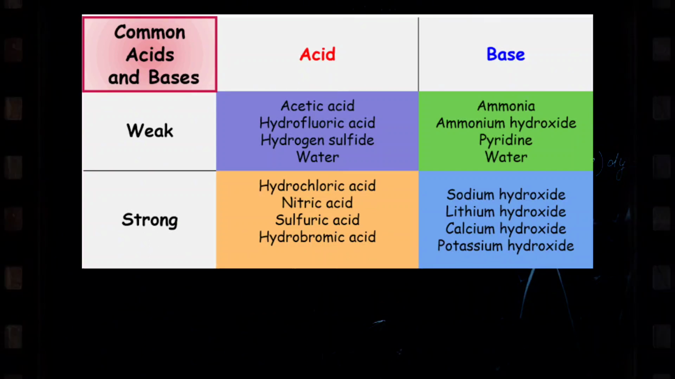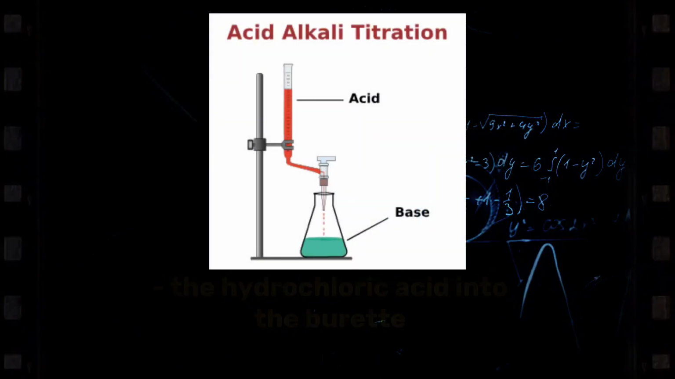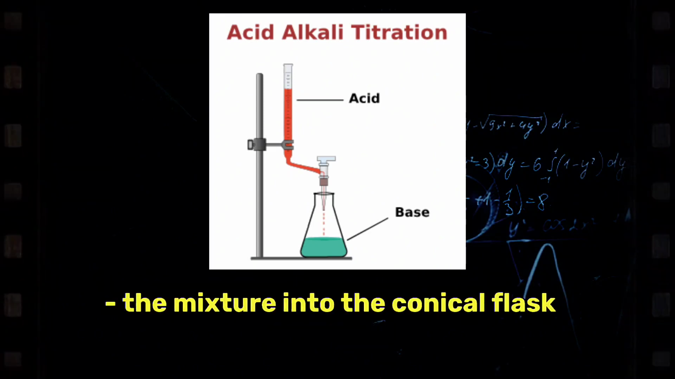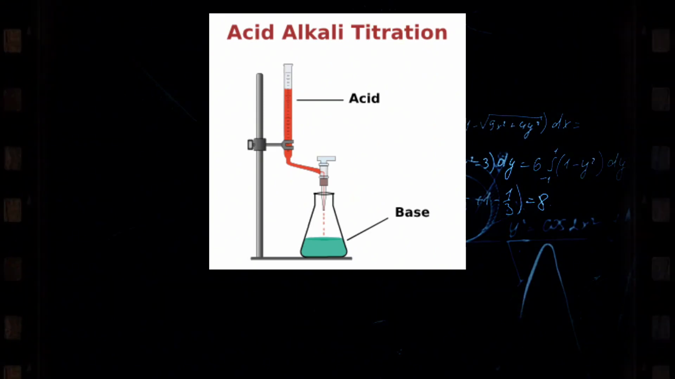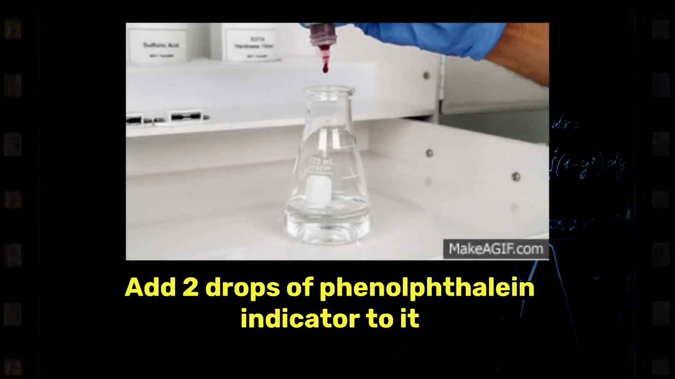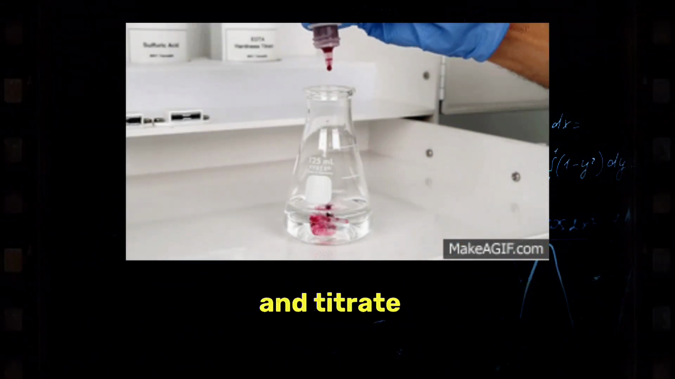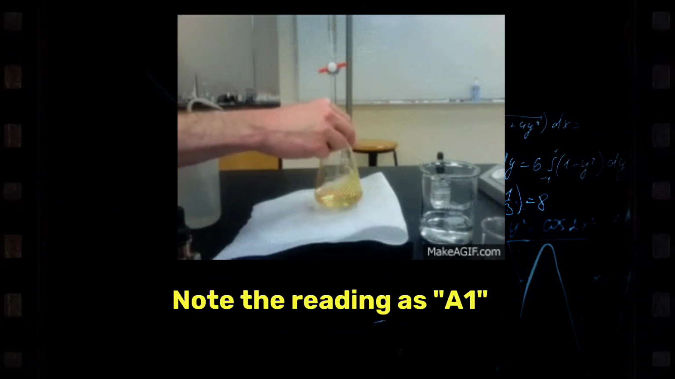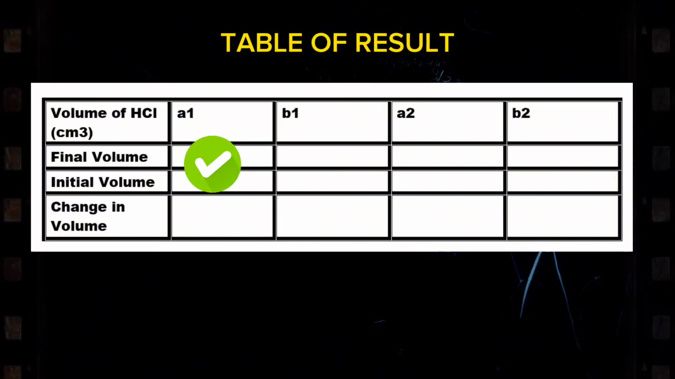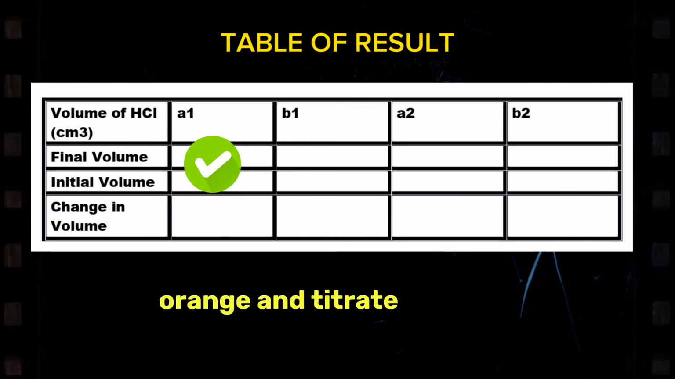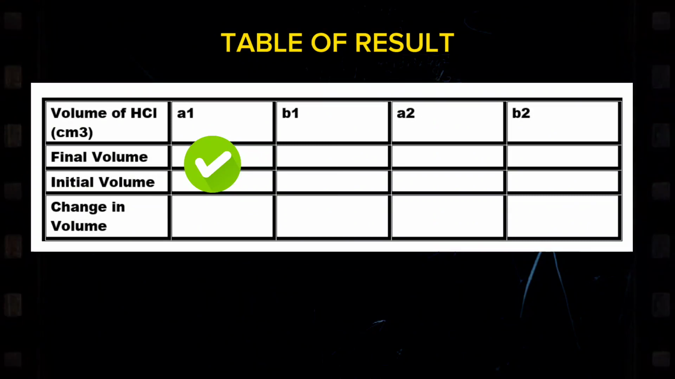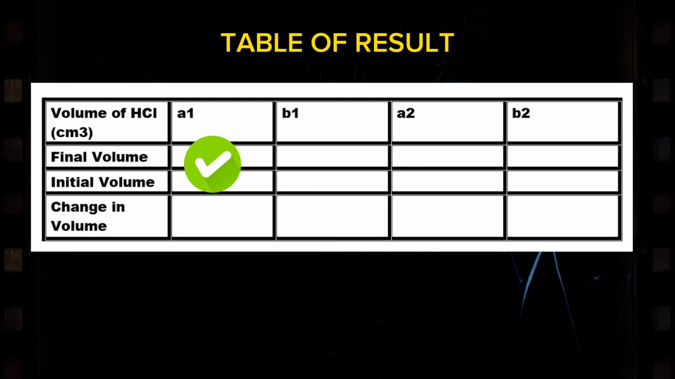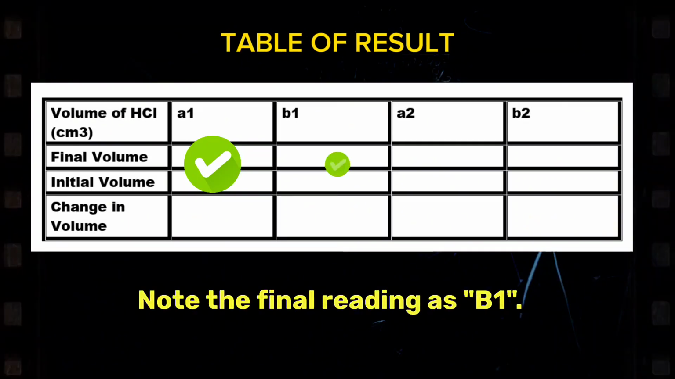Introduce the acid, the hydrochloric acid, into the burette. Take 25 cm³ of the given solution, the mixture, into the conical flask. Add 2 drops of phenolphthalein indicator to it and titrate until the pink color is just discharged. Note the reading as A1. Then add 2 drops of methyl orange and titrate further until the color changes to pink red at the endpoint. Note the final reading as B1.